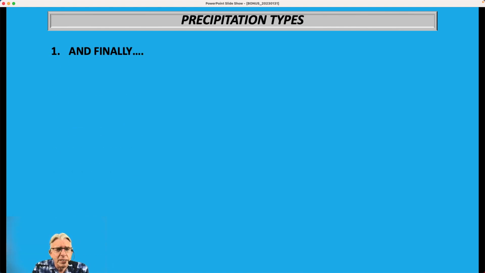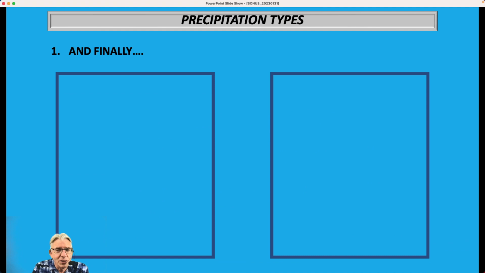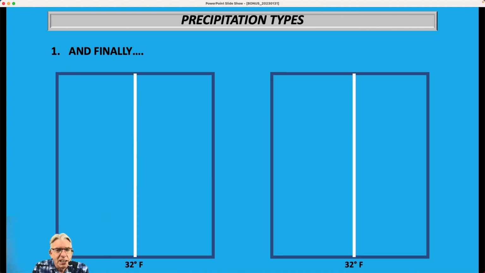All right, and finally, I want to take a look at this. These are two situations, and this is more or less the bottom of the atmosphere here, the ground, and we'll go up maybe 5,000 feet, okay? So here's the freezing line. And we have two completely different temperature profiles here. Here, let's say it's 25 up here and 40 down here, okay?